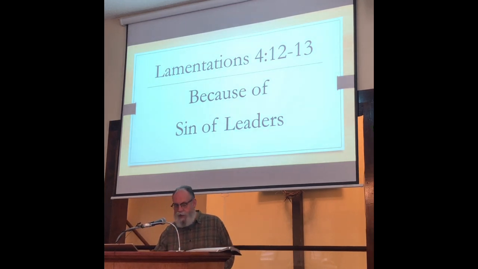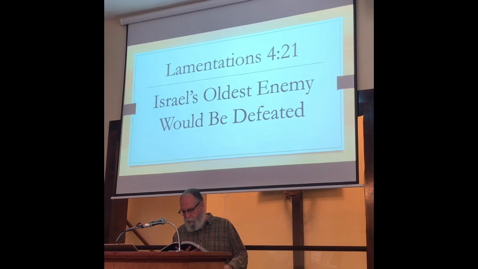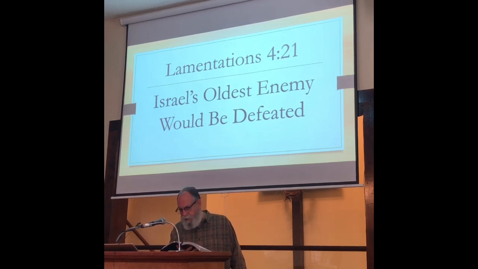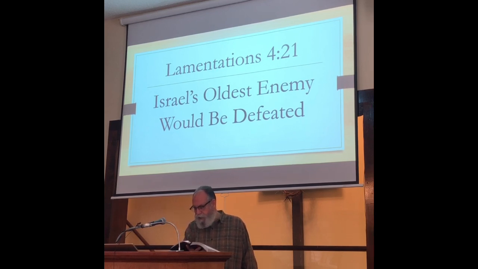Now the fourth lament ends on a hopeful note. Look at verse 21. Israel's oldest enemy would be defeated. Rejoice and be joyful. In the middle of the whole lament, rejoice and be joyful. Well, what could cause this? Daughters of Edom who live in the land of Uz, but the cup will pass to you as well. You'll become drunk and expose yourself. The punishment of your wrongdoing has been completed, daughter of Zion. He'll no longer exile you, but he will punish your wrongdoing, daughter of Edom. He will expose your sins.